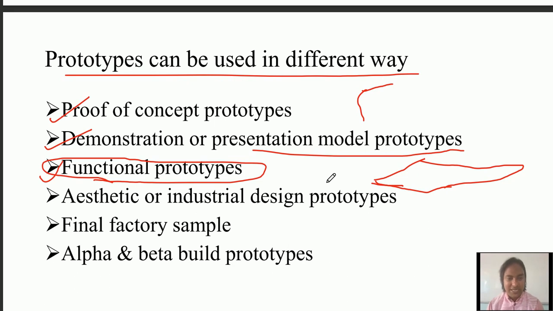Then we have aesthetic or industrial design prototypes. From the aesthetic side, it checks whether it looks attractive to the eyes or not. Then the industrial design prototype covers things like ease of assembly and disassembly. Easy to handle, like I was talking about, I can add a hand gripper or some groove on both sides so that I can easily carry it.